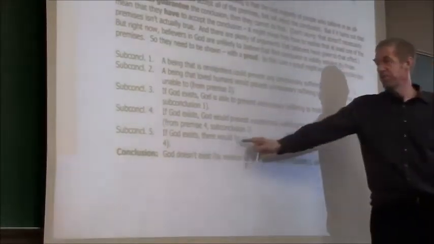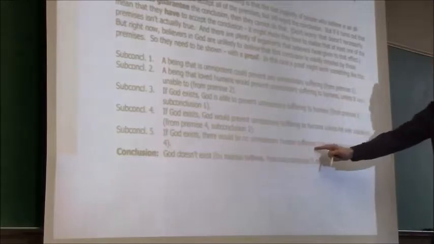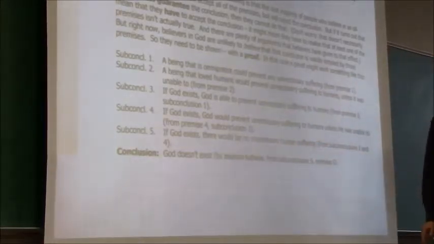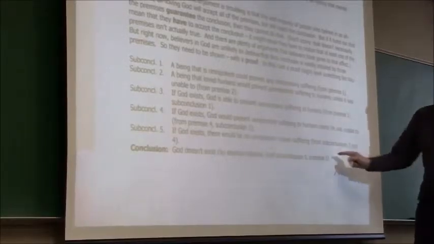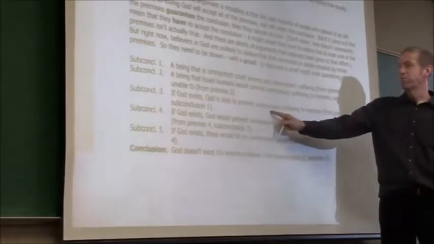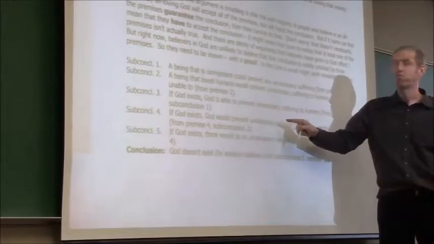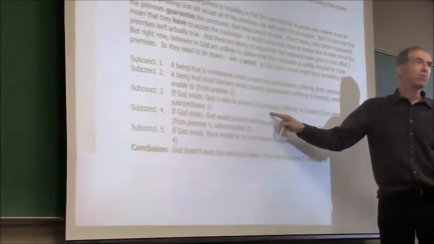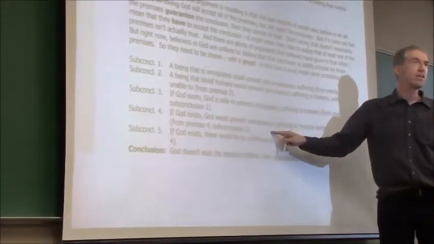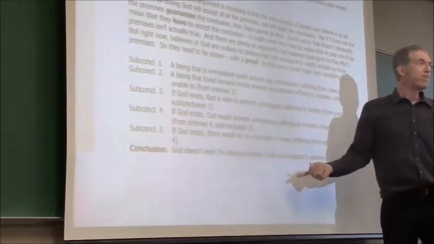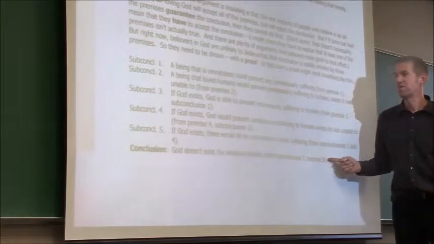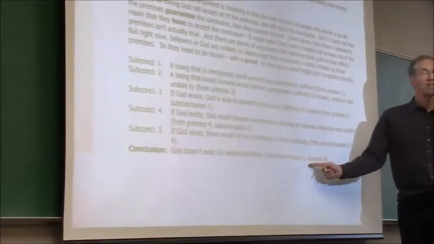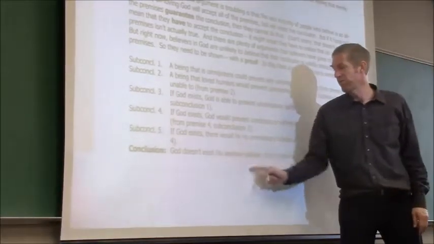Now, this is probably the key step. If God exists, there would be no unnecessary human suffering. Why? Well, from subconclusions 3 and 4. If God exists, God's able to prevent it, and if God exists, God would prevent it. So if you're able to prevent something, and you would prevent it, put it together, it should be prevented. Right? So if God exists, there would be no unnecessary human suffering. Therefore, God doesn't exist.